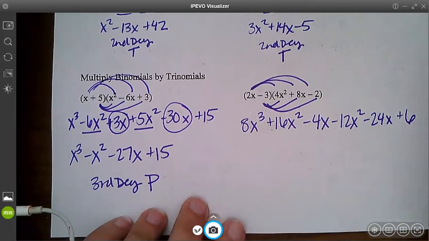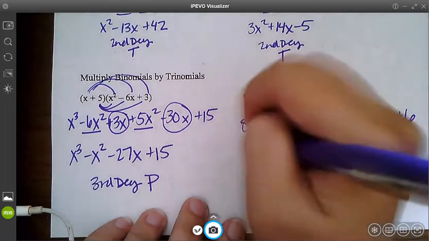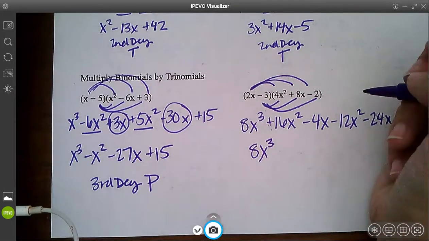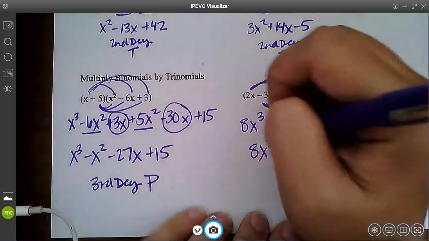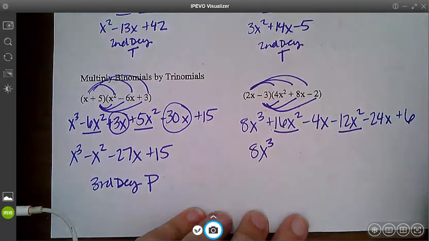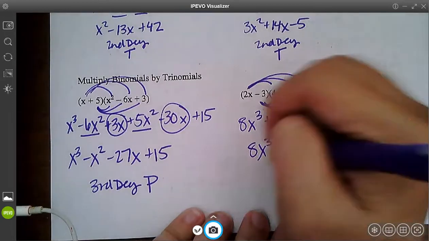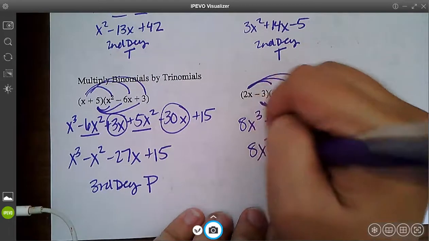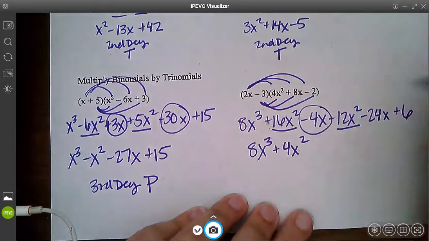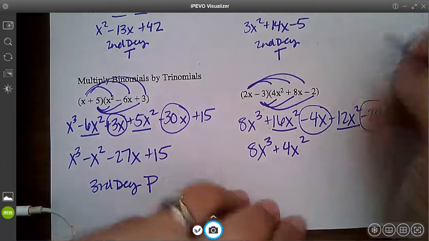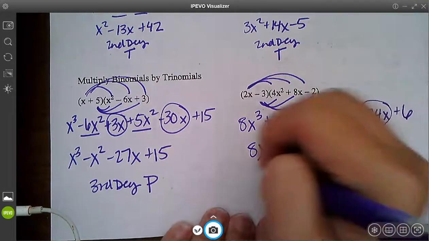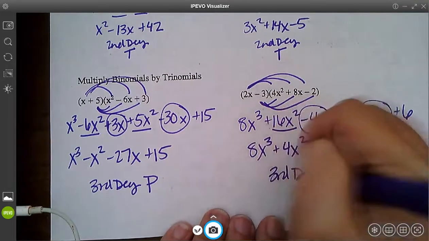Combine your like terms. Then you have 8x cubed, 16x squared and negative 12x squared is 4x squared. Negative 4x and negative 24x is negative 28x, and then plus 6. Again, a third degree polynomial.